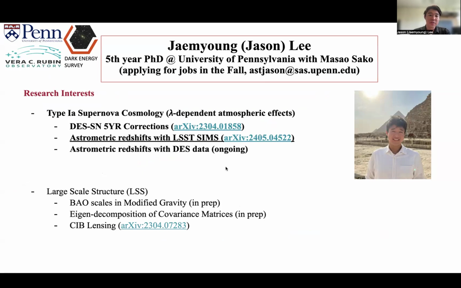I'm a rising fifth year PhD student at the University of Pennsylvania, working with Masao Soko on Type 1a supernova cosmology. I'm part of the Dark Energy Survey as well as LSST DESC. Within Type 1a supernova cosmology, I've been focusing on wavelength-dependent atmospheric effects. And for the Dark Energy Survey 5-year complete analysis, I've implemented corrections arising from these wavelength-dependent atmospheric effects. And more recently, I've started using one such effect, called DCR, to our advantage to measure redshifts of supernovae, first with LSST simulations, which is what I'm going to be talking about later, and also with real DES data.